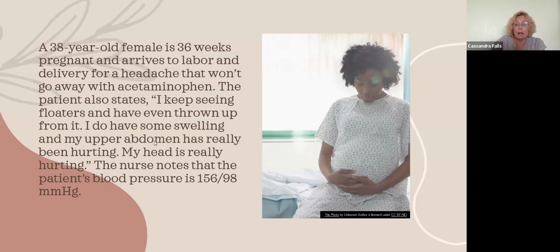She has some swelling in her upper abdomen. We talked about that swelling in the upper right-hand side over the liver. And her blood pressure is 156/98, so that's definitely in the range that we're going to be concerned about. They probably would start her on some MAG, and at 36 weeks, try to go ahead and get her delivered. Again, that's the only cure, is delivery. Very good.